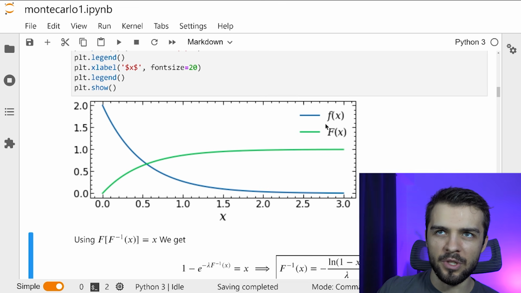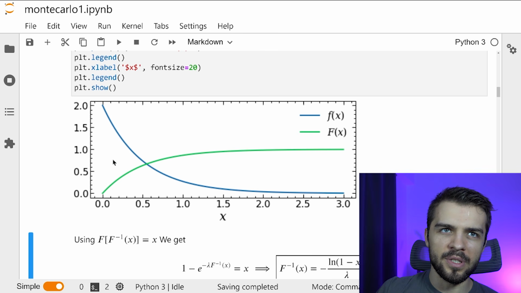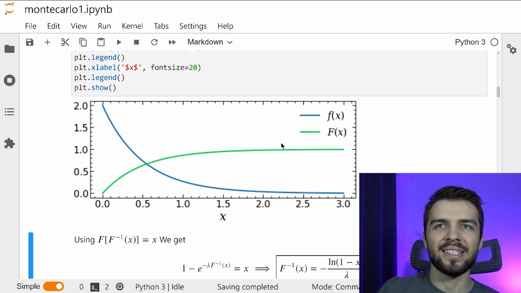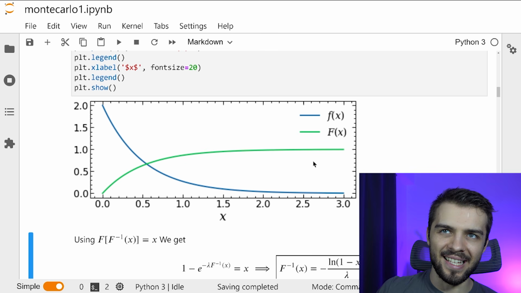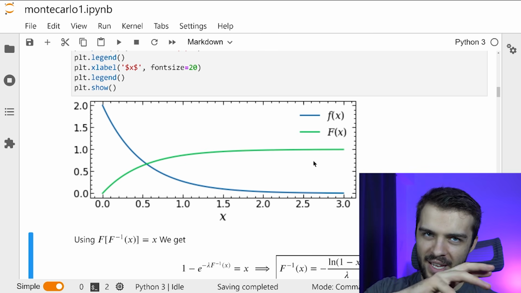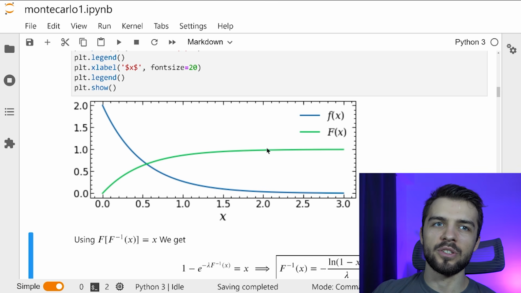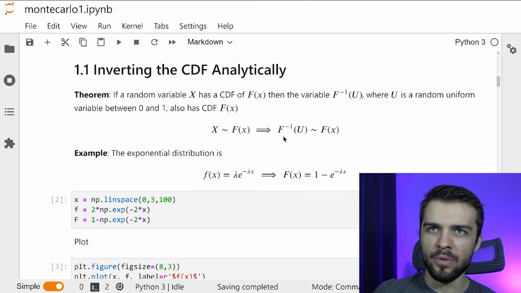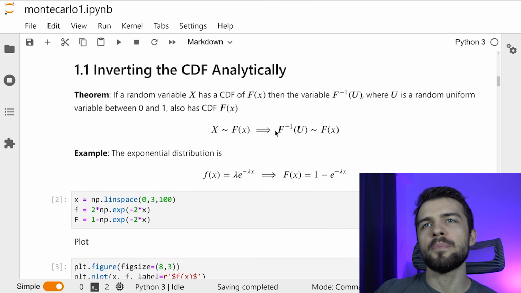And then capital F of x, which is the cumulative density function, goes between 0 and 1. This is like 100%. So if I go here, this is the probability that the random variable is less than or equal to this value. So if I'm way out here and it's 1, you're basically 100% sure that it's somewhere in this region less than that number. That's what the word cumulative says. Cumulative density function says. So these are what these functions look like. Now, in order to compute F inverse of U, which is going to give us our random exponential variables, we have to compute F inverse.